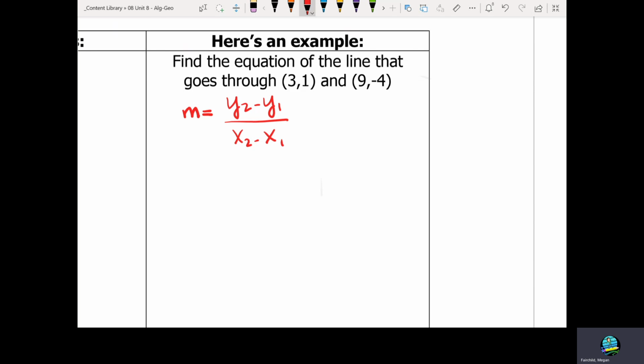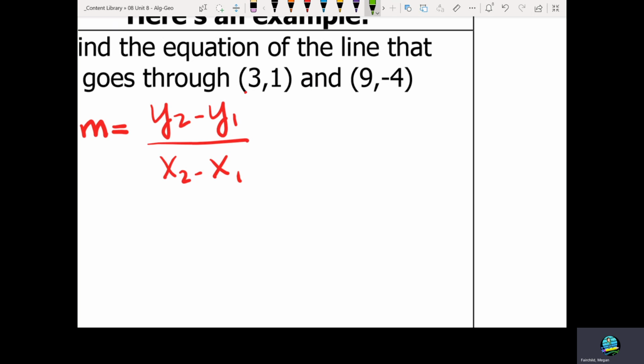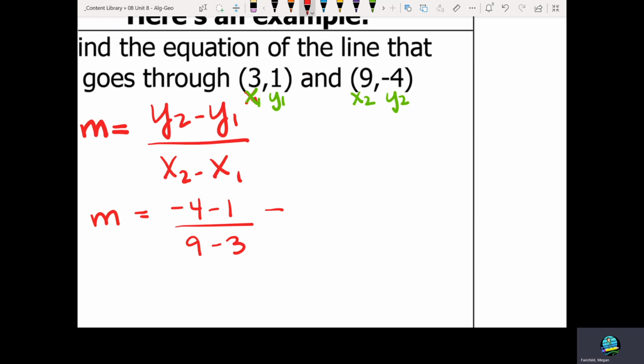Sweet. So look at these points here, and we can call this x1. This is y1. This is x2, and this is y2. So now we can plug those in and find the slope. So we can say -4 minus 1 over 9 minus 3. Connor, what's -4 minus 1? -4 minus 1, -5. Boom. Okay. And 9 minus 3 is 6. So guess what? That's our slope.